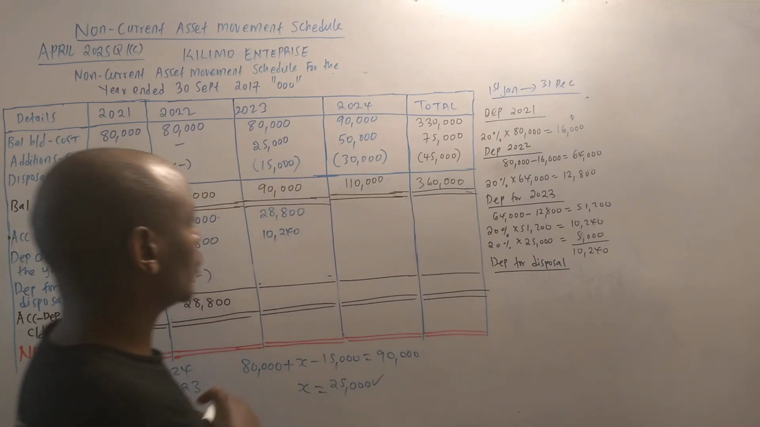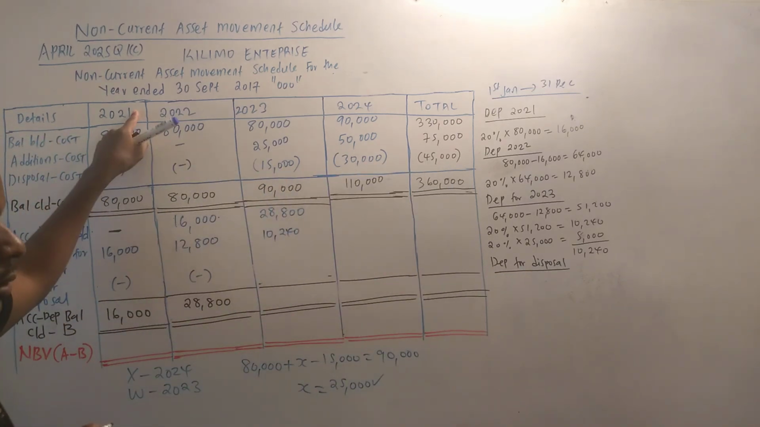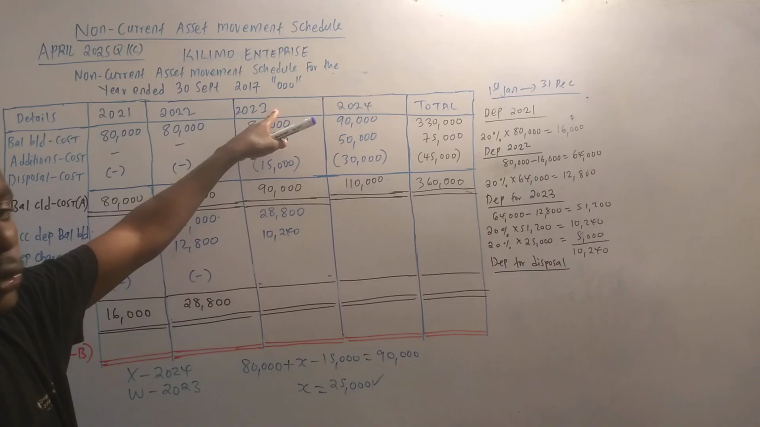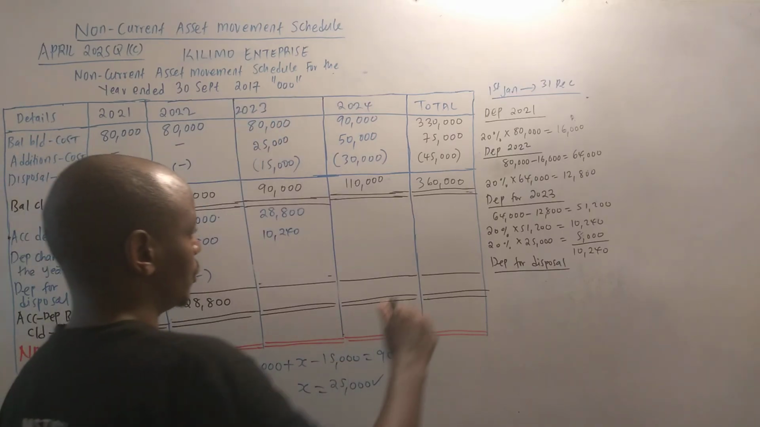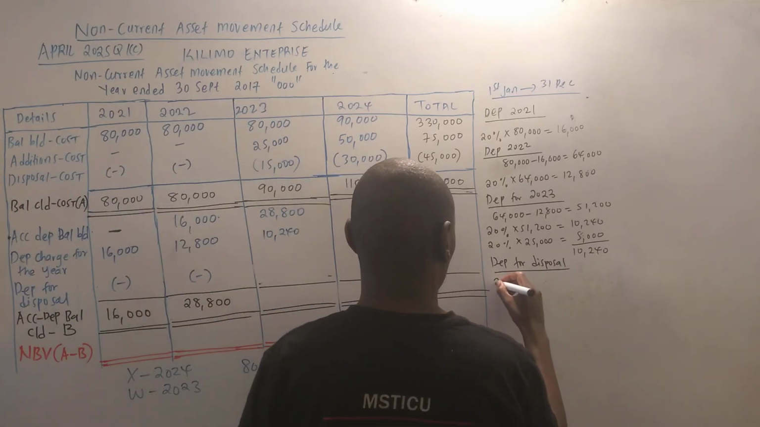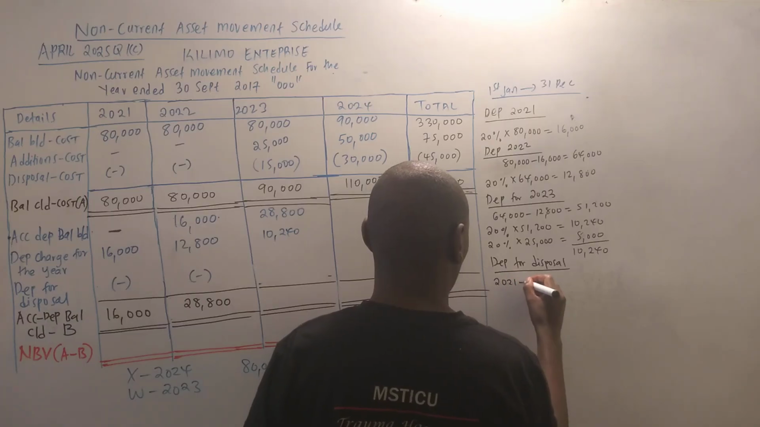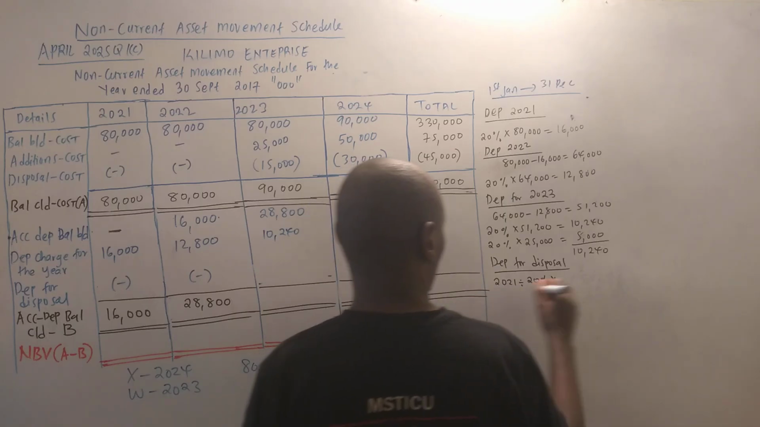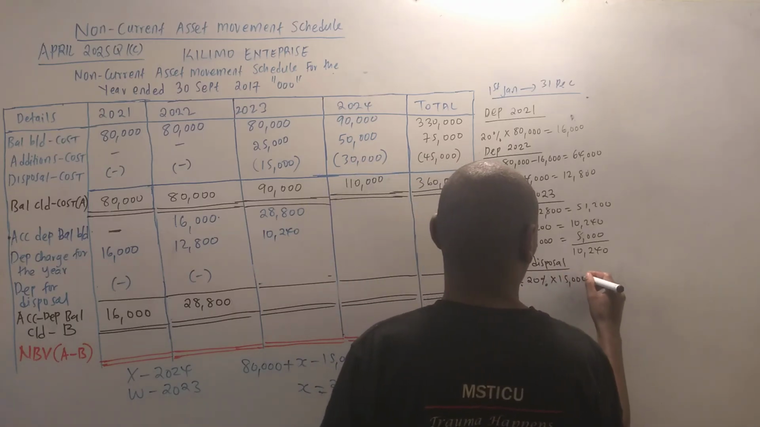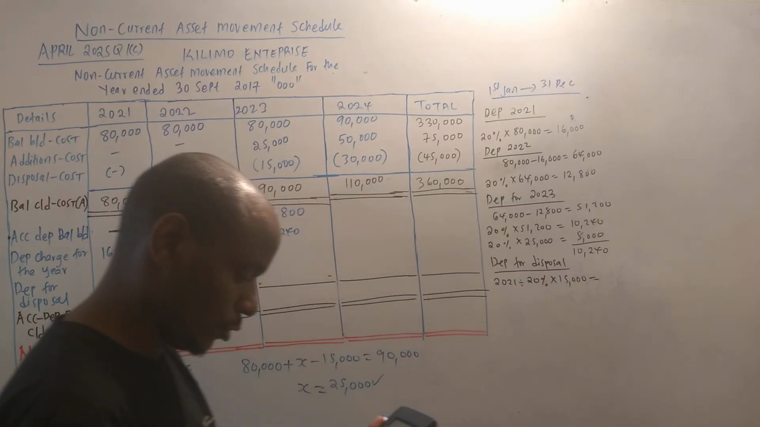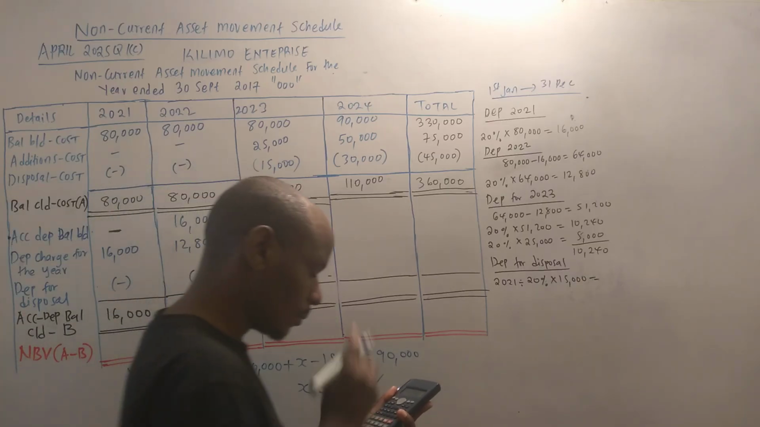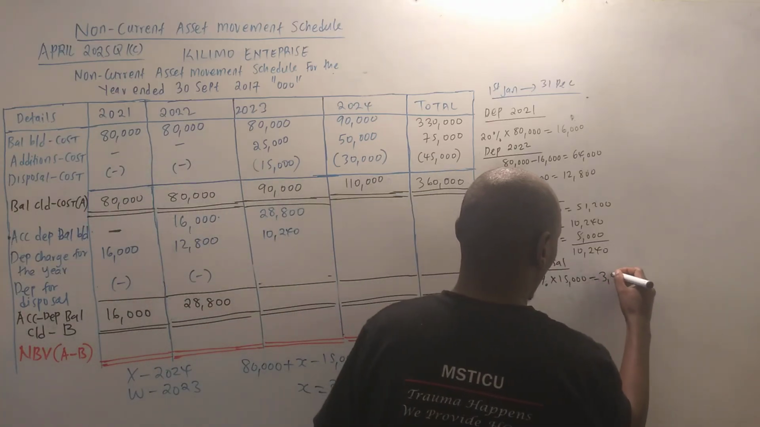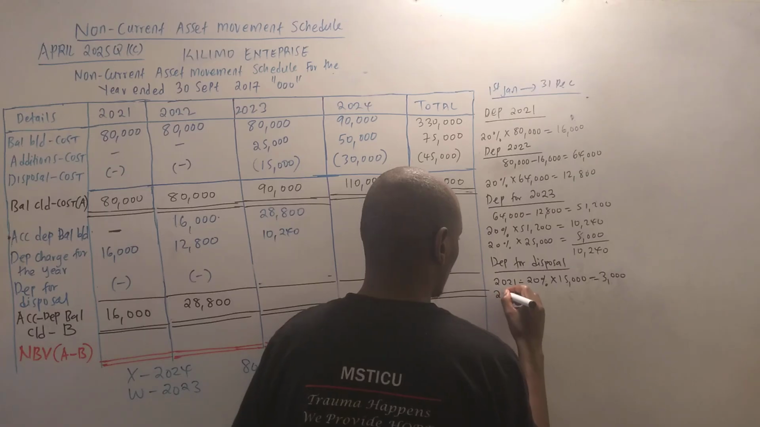Now, this asset was acquired in 2021, but it is sold in 2023. So 2023 is the final. So we say 20%. Let's start with 2021: 20% of 15,000. That is the first year of use before it was disposed. 3,000.